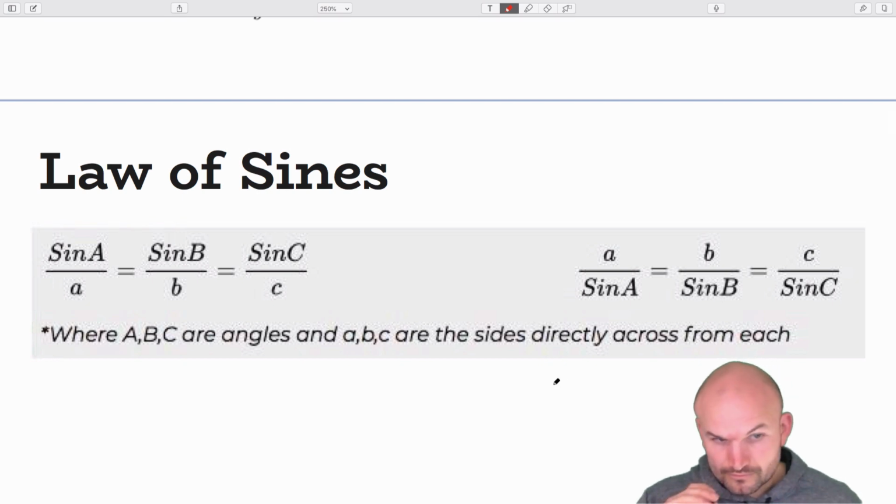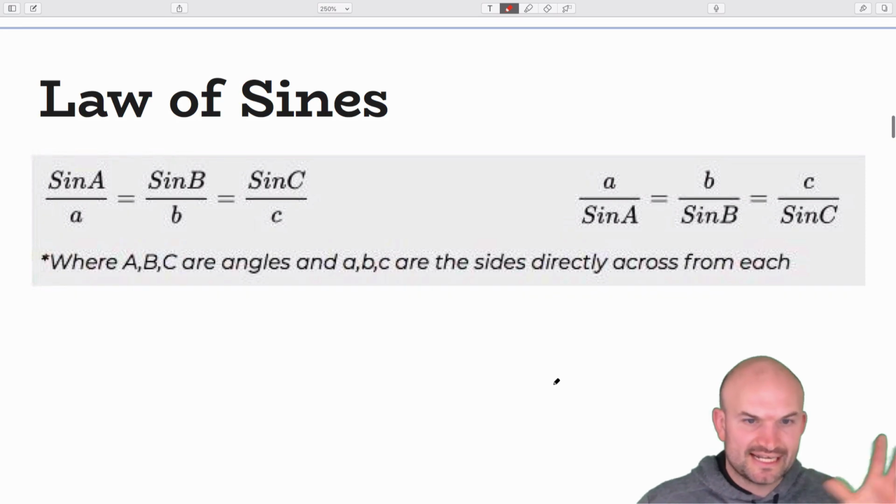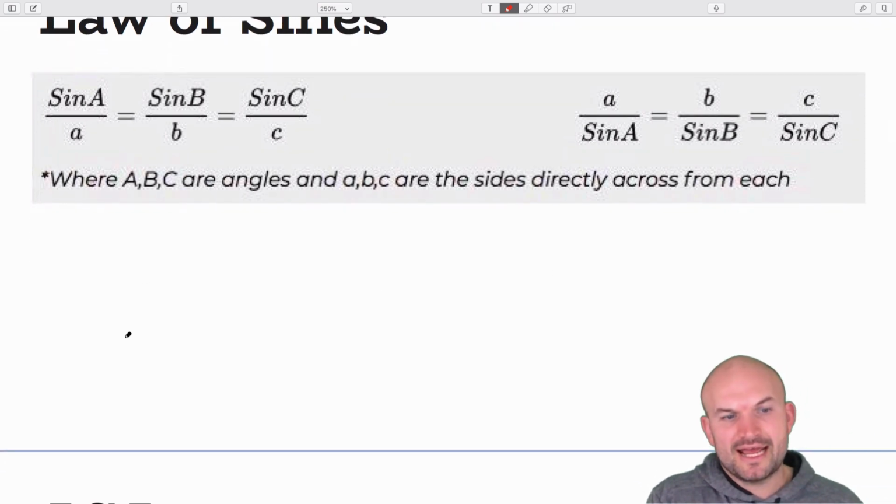Now, the important thing to understand from the law of sines, though, is understanding the labeling of oblique triangles. So previously, when we looked at a right triangle, there's a couple different ways that we labeled right triangles, right?